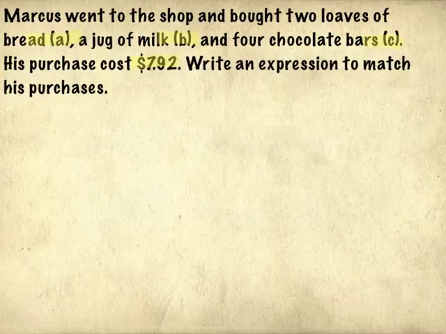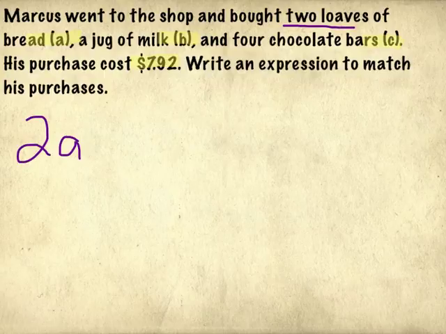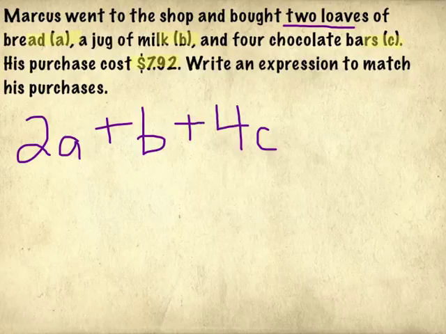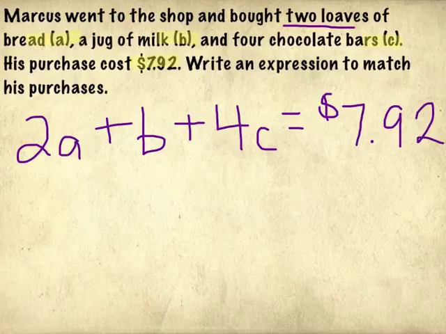Now I'm going to start by looking at the loaves of bread. He bought 2 loaves of bread, so that's going to be 2A. 2 times A, 2 loaves of bread. Plus he bought 1 jug of milk, so that's B. And 4 chocolate bars, which I can write as 4C. When I add those up, it should equal $7.92. So what I've done here is I've written an expression that matches what Marcus bought at the store.